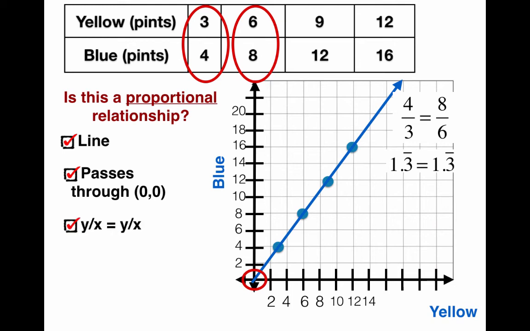They are matching, so y over x equals y over x. All three things are true. We checked off our boxes here, so the answer is yes, it's a proportion.